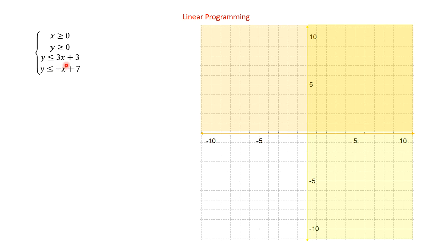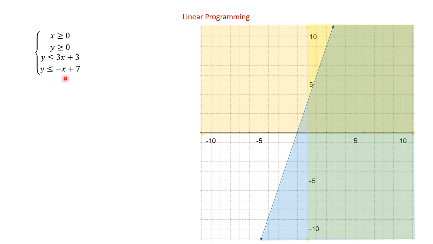Now y is less than or equal to 3x plus 3. We can start at 3. We'll go up 3 over 1, up 3 over 1, and get our line. We want less than or equal to, so let's plug in a point. The origin's not on that line. Is 0 less than 3? Yes, it is. So we can shade the side with the origin.